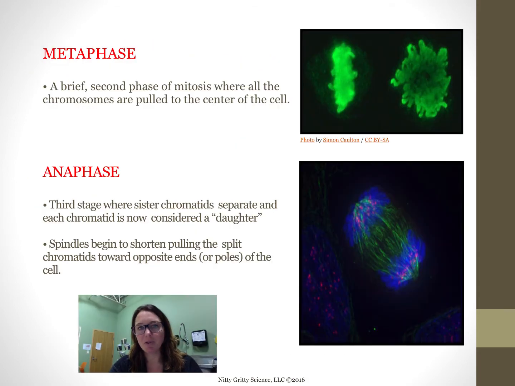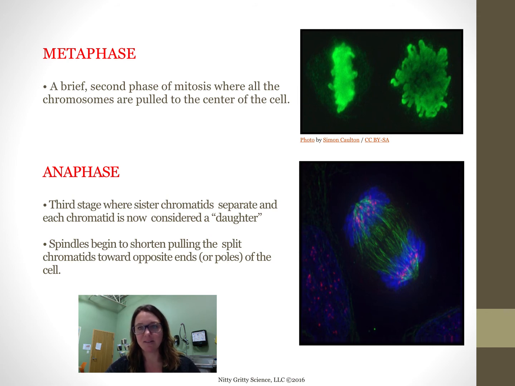After prophase has happened and those sister chromatids have found each other and are joined by the centromere, we get to the second phase of mitosis. It's a brief phase called metaphase. This is where all the chromosomes line up in the center of the cell. So you've got your chromatids joined together, right at the center of the cell. And then the next phase, anaphase, is going to happen.